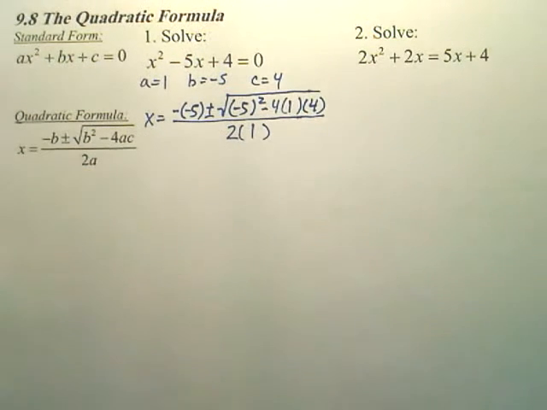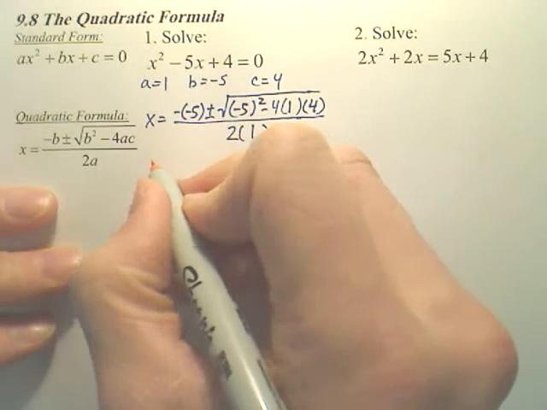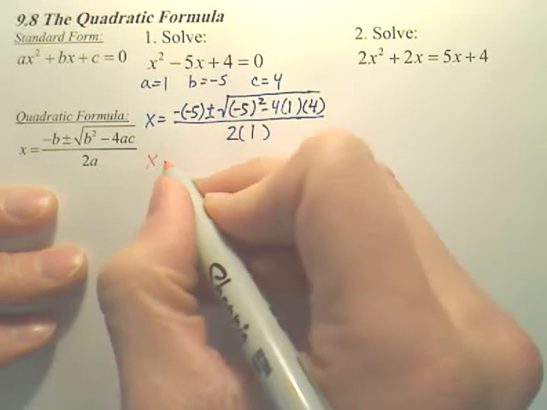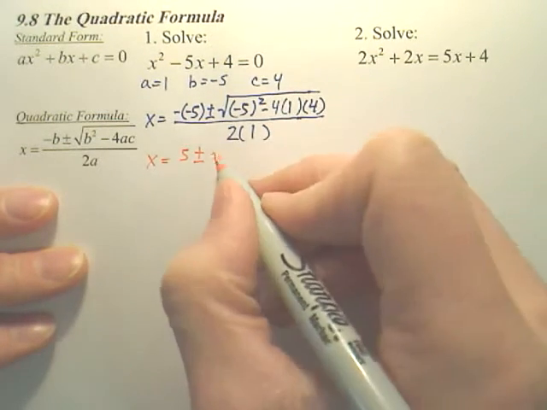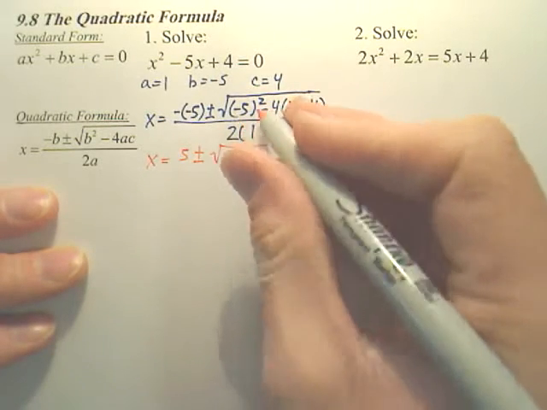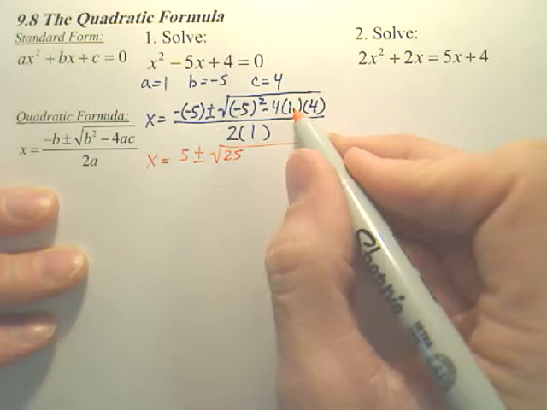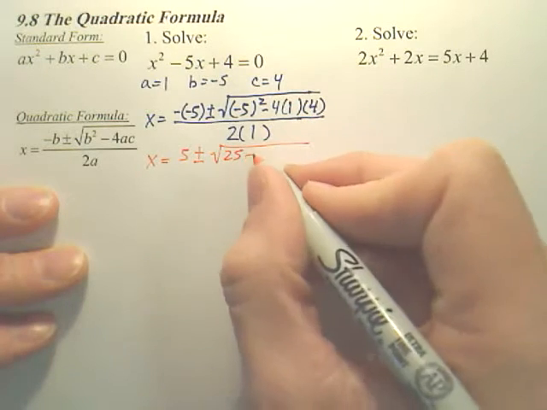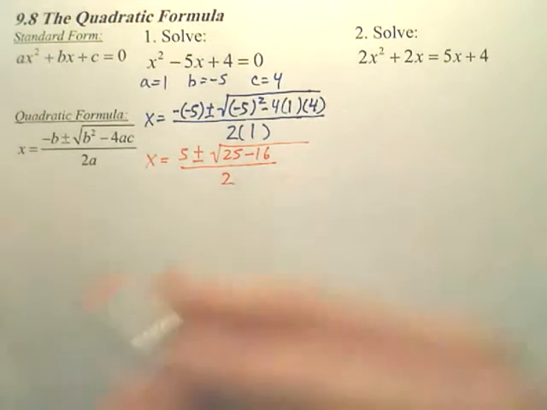A was 1. Now, that might look cumbersome, but now all you do is you do your math inside of everything. For instance, right here, negative, negative, that becomes a positive 5. And then this becomes, what, negative 5 squared is 25. And then negative 4 times 1 times 4 looks like it's going to be negative 16. And 2 times 1 is 2.